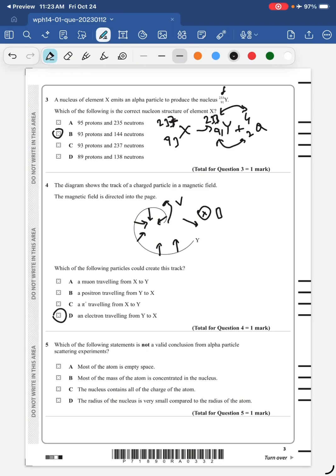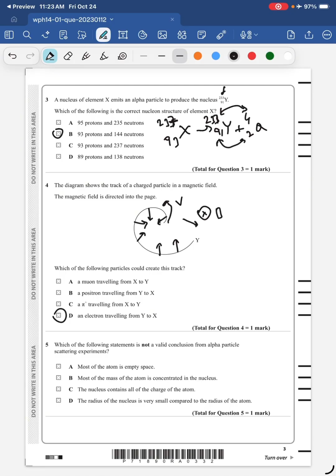So the answer is D. I hope this makes sense. It's difficult to explain using a screen because you can't really show your fingers and your method. So anyway, question 5. Which of the following statements is not a valid conclusion from alpha particle scattering experiments?